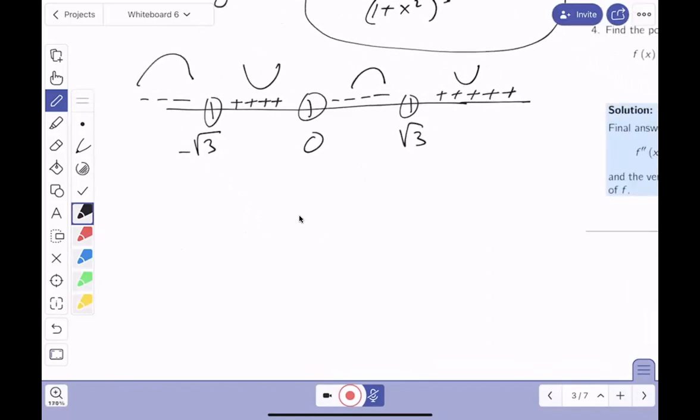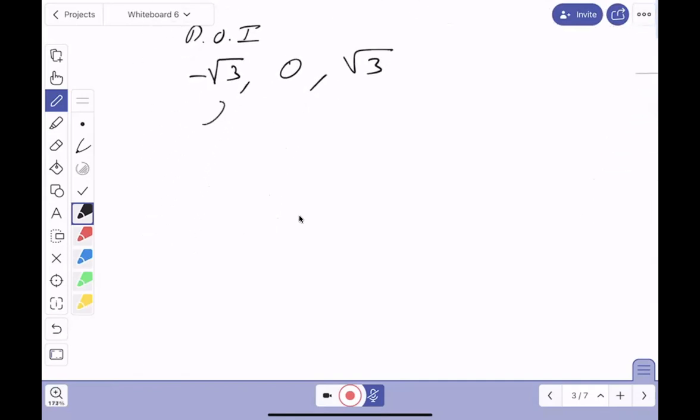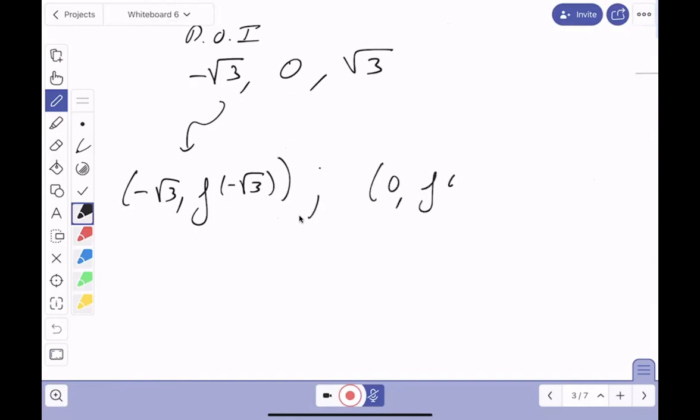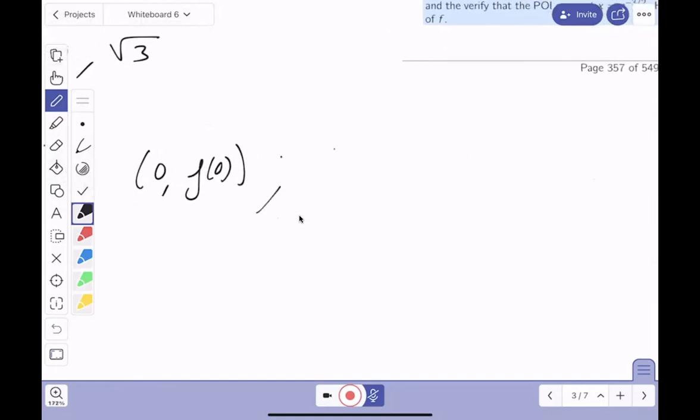So I got my points of inflection. I'll write this down for you. It occurs at minus root 3, it occurs at 0, and it occurs at root 3. What are those points? Fairly simple. Minus root 3, f of minus root 3. We'll look at the key later. The next one's going to be 0, f of 0. And last but not least, you're going to get root 3, f of root 3.